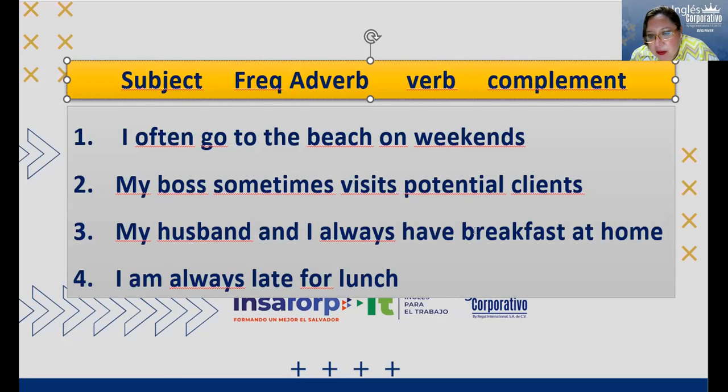My husband and I always have breakfast at home. My husband and I, subject. Always, the frequency adverb. Have. Como aquí no está como auxiliar, ¿verdad? Está como un main verb. Esta sería la posición neutral. Entonces va a ir en medio del verbo y el sujeto. Breakfast at home. I am always late for lunch. Aquí también podría ser my husband and I have always had breakfast. Cuando have vaya a ser un auxiliar. Cuando es el main verb, no es muy importante dónde va. Ok. Vale. Vamos a ver.